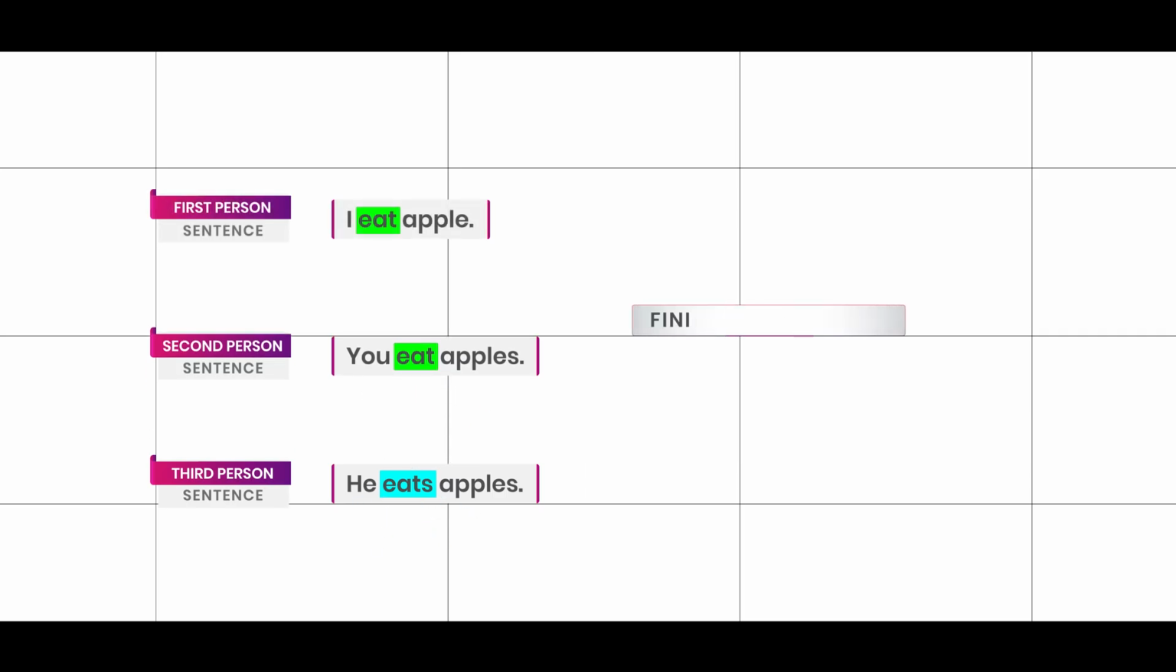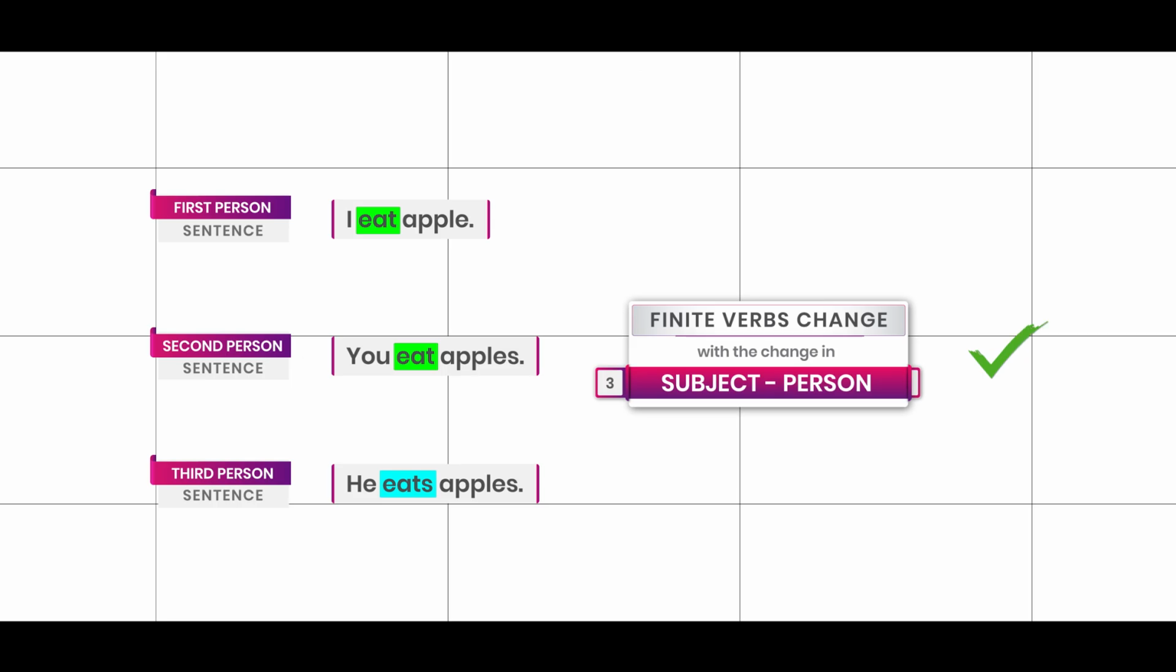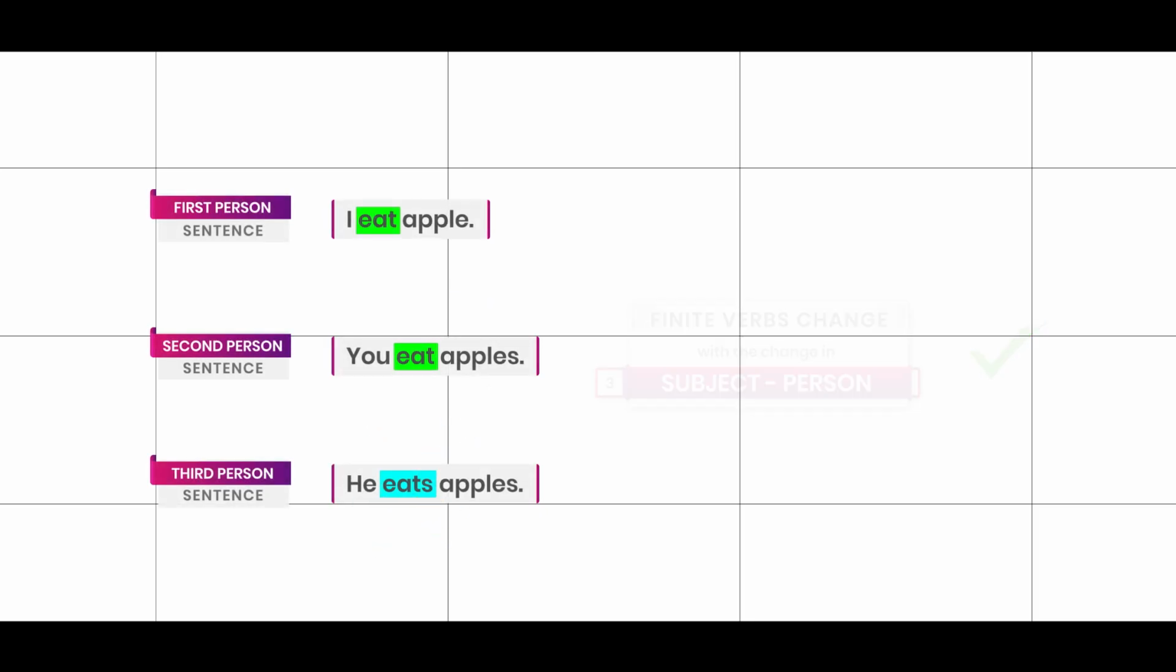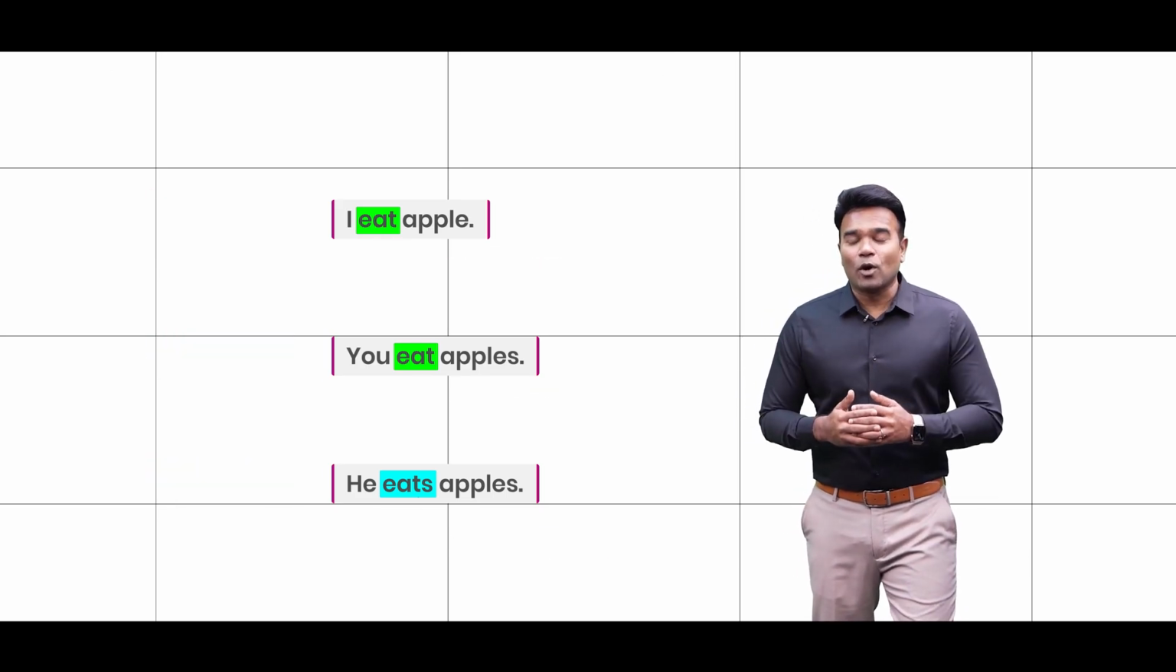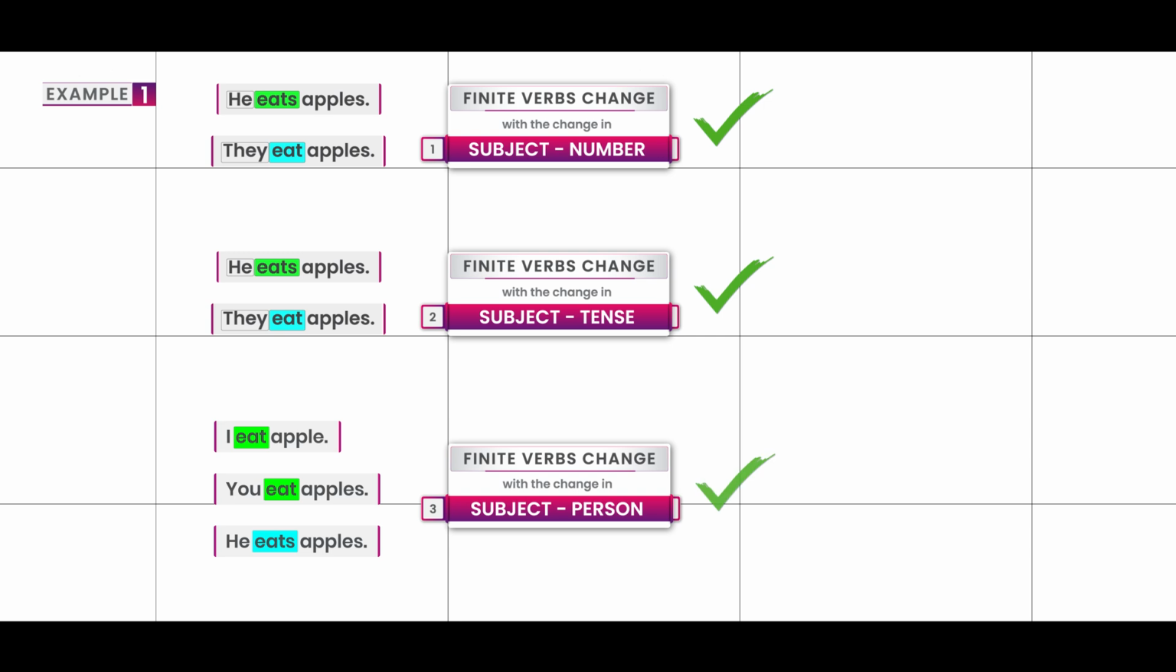In other words, finite verbs change with the change in the subject person as well, is what you are able to notice here. When the person was the second person, the verb was eat, but in the third person, it changed to eats. All said and done, eat and eats here also happen to be finite verbs. In general, what you have understood through these examples is that finite verbs are such verbs that change with the change in the subject number, the subject tense, and the subject person.